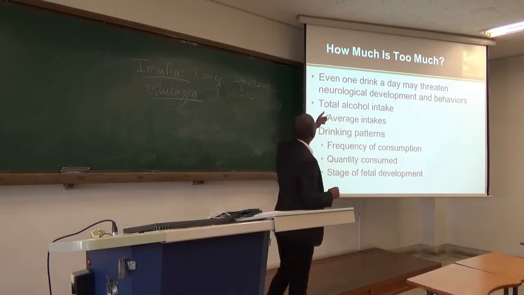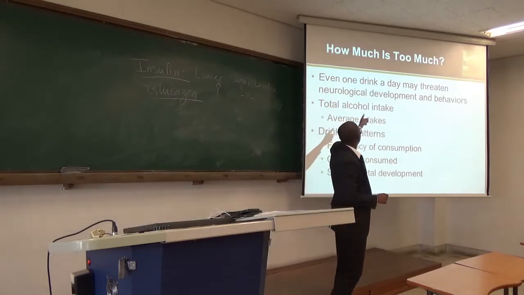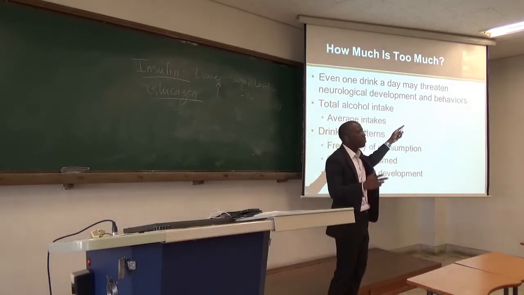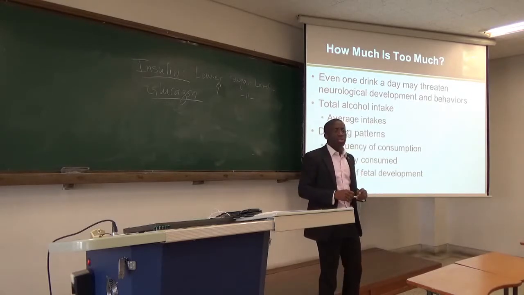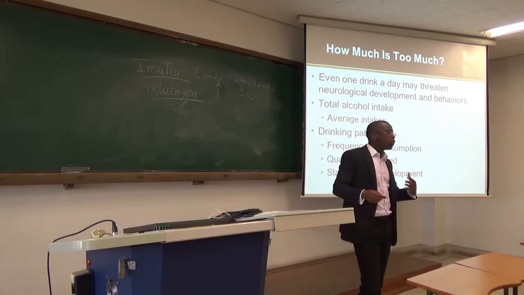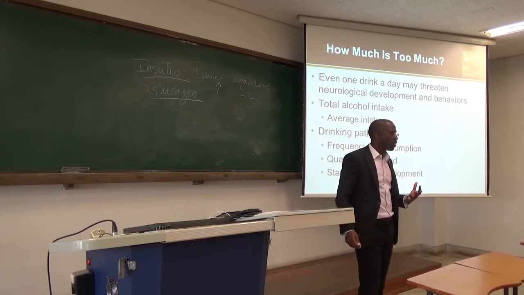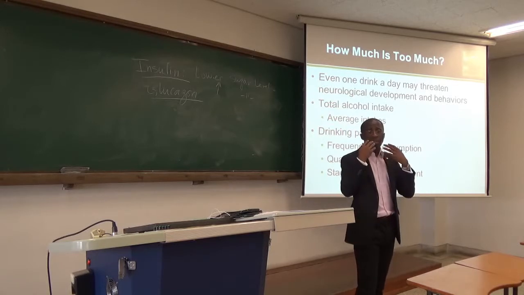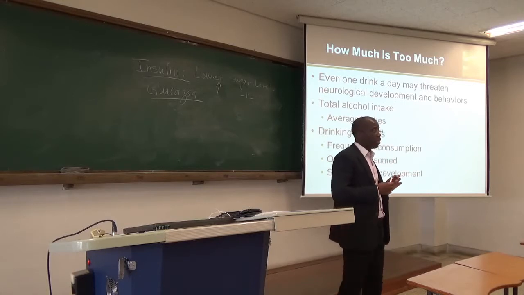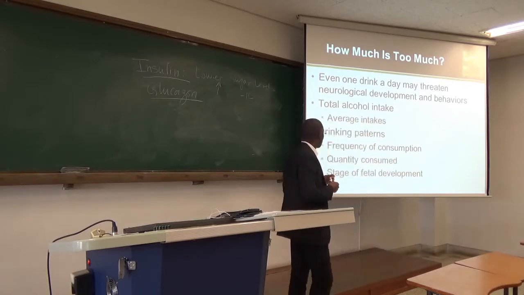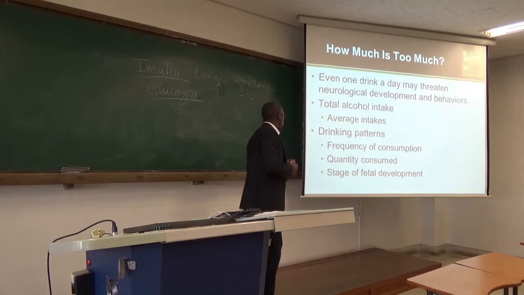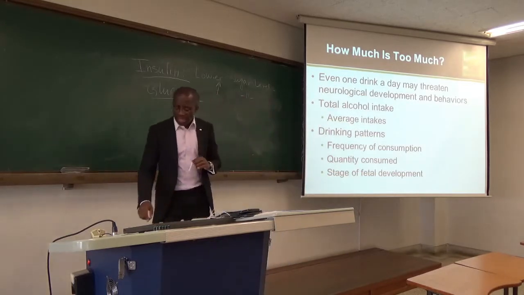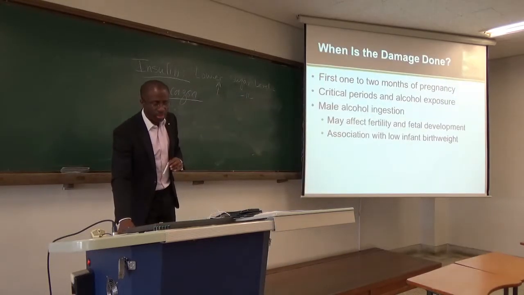And I put here, even 1 drink a day may threaten neurological development and behaviors. So these children at school, they will be like slow learners, right? They will have difficulties, okay? On top of having all these physical challenges, all right? So these are something that we have to keep in mind.